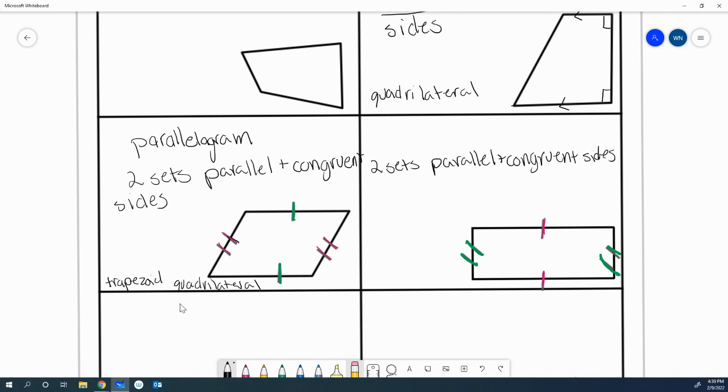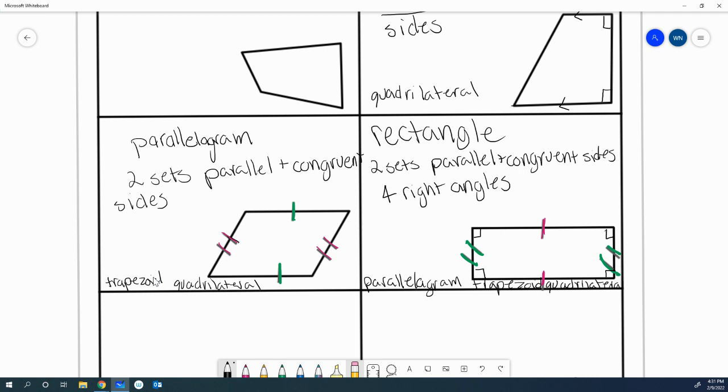So you might be like, oh, it's a parallelogram, but wait, we also have 4 right angles. And since we have 4 right angles, this is a rectangle. Now, even though it's a rectangle, it's also a parallelogram and a trapezoid and a quadrilateral. It is all of those things.